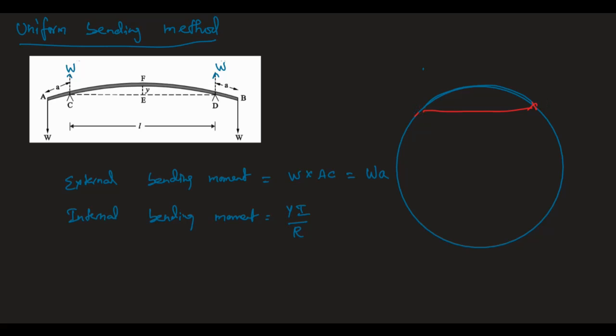So the points are C to D, and the arc from C to D is connected. This is my middle point E. Now from E, this top portion is my F. If you see these points C, D, E, F, this E, F now makes an arc.